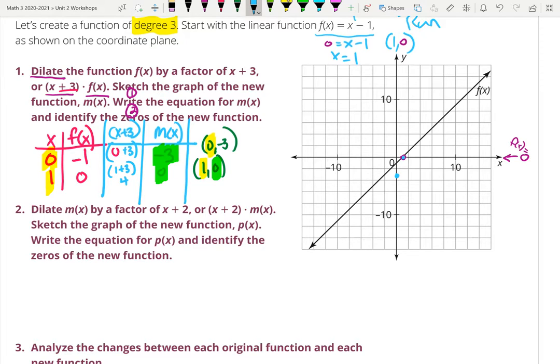So this next point is here as well. Let me keep on going. Let me go ahead and try 2. Well, what was the output when it's 2? Looks like 1. Well, let me go ahead and take 2 plus 3, which is going to be 5. 1 times 5 is 5. So this next point is going to be at (2, 5).